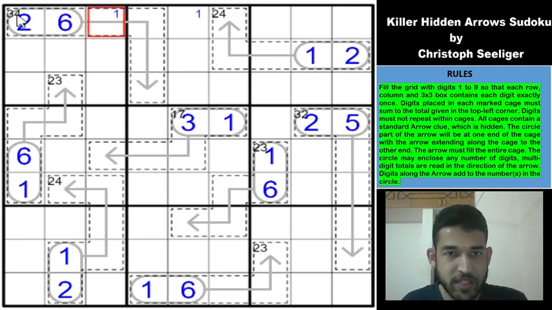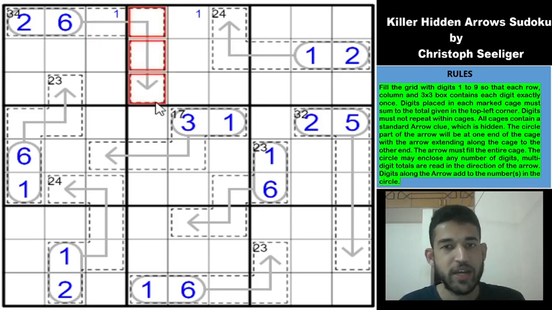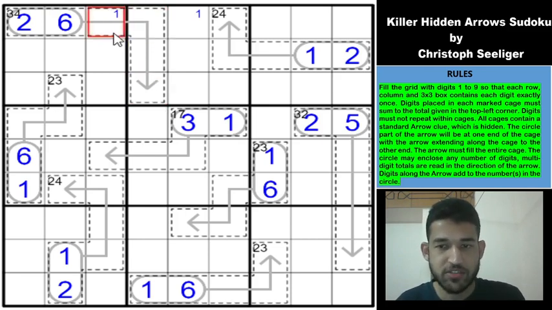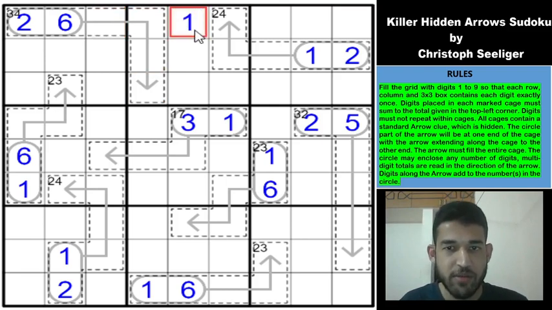But can a 1 go inside the 34 cage? So when you have 3 digits, and we also know that these 4 cells sum up to 26. So when you have a 1 here, these 3 cells will sum up to 25. Maximum sum of 3 digits is only 24. So which means that 1 is eliminated from here. And this cell will be my 1.